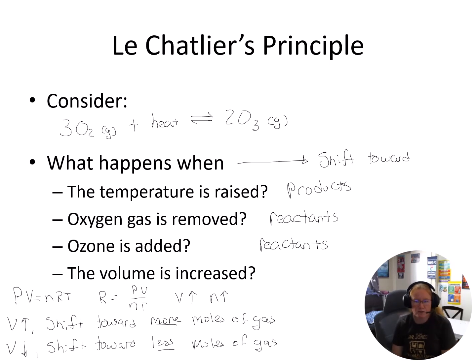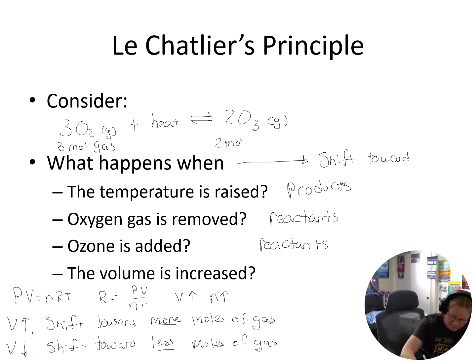Okay, so when I look here, my reactant side, I have 3 oxygen, so that's 3 moles. When I look at my product side, I have 2 ozone, so that's 2 moles. Okay, heat is not a gas, so that doesn't contribute here. So I'm increasing the volume, and this says that if my volume goes up, I need to shift toward more moles of gas. So where do I have more moles of gas? On the reactant side. So I'm going to shift toward reactants. All right, and that is Le Chatelier's principle.